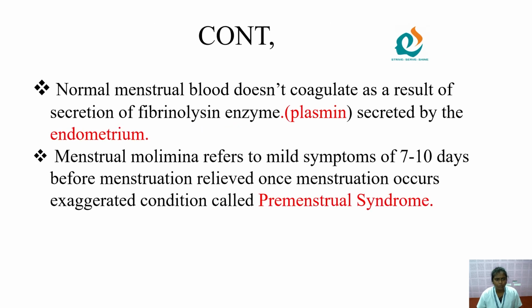Content: normal menstrual blood does not coagulate because of the fibrinolytic enzyme plasmin, which is secreted by the endometrium, and that's why normal menstrual bleeding does not coagulate. Menstrual molimina refers to mild symptoms in the 7 to 10 days before menstruation, relieved once menstruation occurs. The exaggerated condition is called premenstrual syndrome.